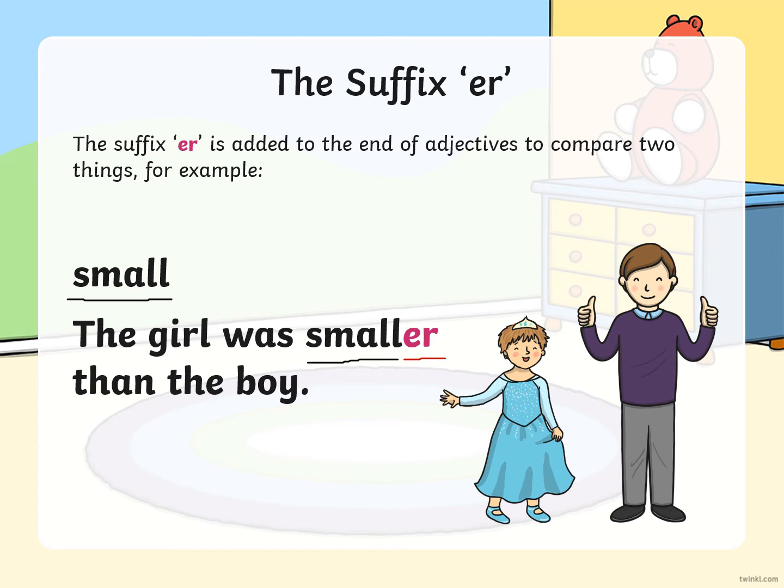Now, let's check. The adjective small is describing the girl. That is correct. The girl is small. And because we're comparing two things, the first thing being the girl, the second thing being the boy, we can add er to the end of the adjective. The girl was smaller than the boy. Let's check. Yep, the girl is smaller than the boy. You can see that the boy is taller.